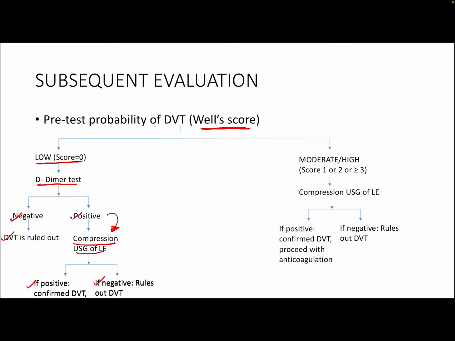But suppose our Wells score shows a moderate to high pretest probability of DVT, like a score 1 or 2 or more than 3, then you directly go with a compression ultrasound of the lower extremity. And if positive, DVT is confirmed, then we can proceed with the treatment, which is basically anticoagulation. And if it's negative, it rules out DVT.